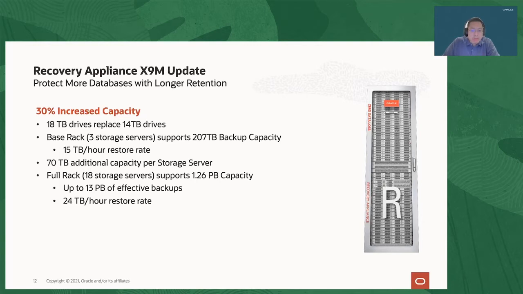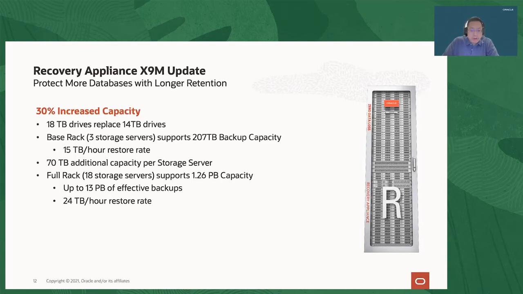So you do have quite a bit of room to grow from a starting point into a fully configured system. With a full rack, you have up to 13 petabytes of effective backups. And we talk about effective backups because our system is really incremental forever and not a traditional weekly full backup and base schedule. So we get quite a bit of efficiencies, and because we can accelerate the time it takes to create a full, this really helps our storage utilization and our overall performance as well.